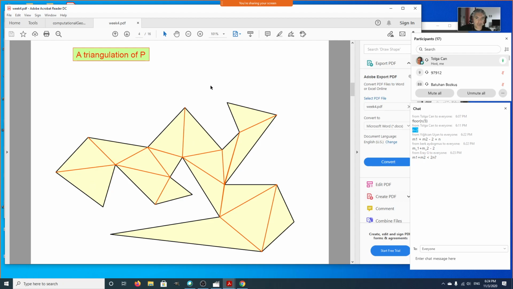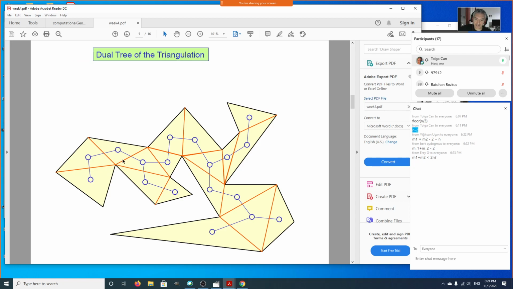In other words, I will have a graph with exactly N minus 2 nodes. Any 2 nodes will be connected by an edge if these 2 triangles share a diagonal. I will get this graph at the end. Look at this graph. As you can see, every triangle is represented by a node in this graph, and if they share a diagonal, there's an edge between them.